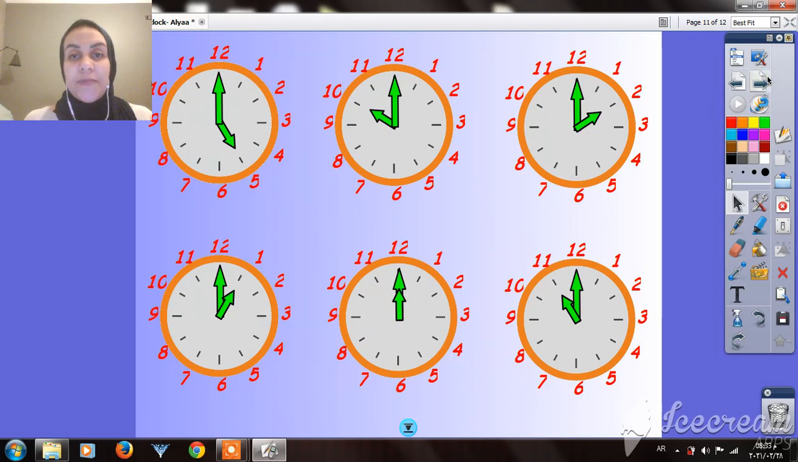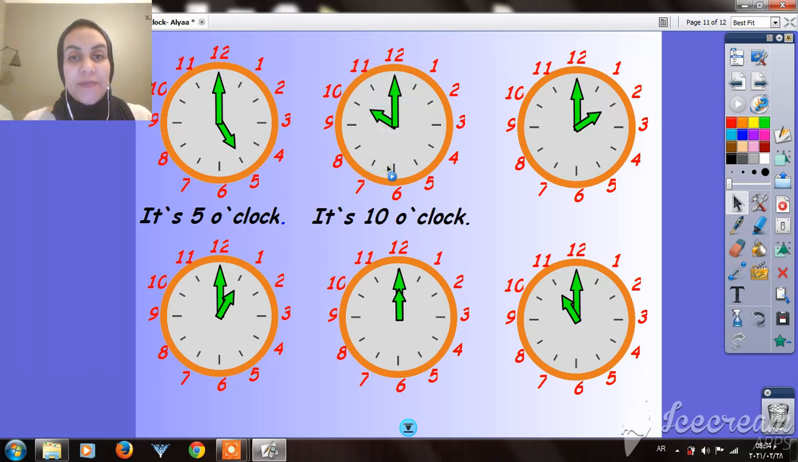Okay, let's do this. The first one here, what time is it? Look at the short arm. Yes, correct. It's 5 o'clock. What time is it here? The short arm is pointing to number 10, so it's 10 o'clock.